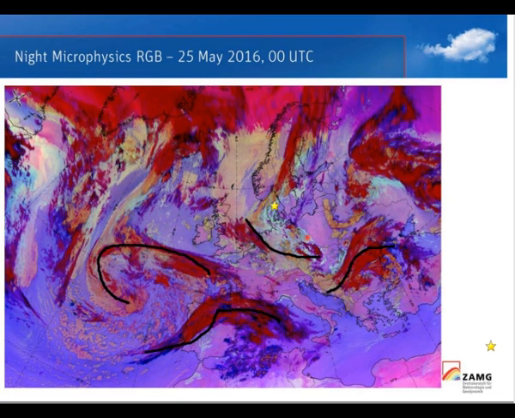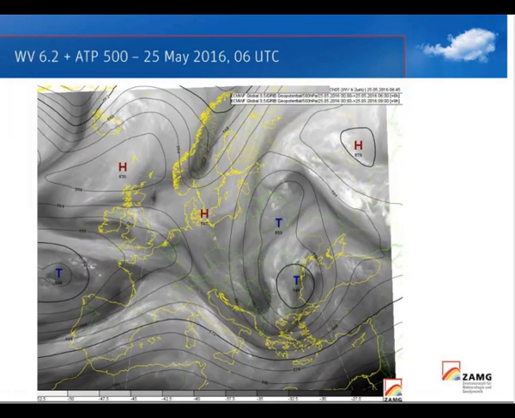And as, at least for Andreas and me, there's a prolonged weekend in the next few days, because tomorrow is a holiday in Austria. I don't know if it's a holiday for you, but I thought I'd give a quick outlook for the next few days for the weather situation. So here you see the water vapor 6.2 and the geopotential height at 500 hectopascal, and that's the actual situation as it looks now.